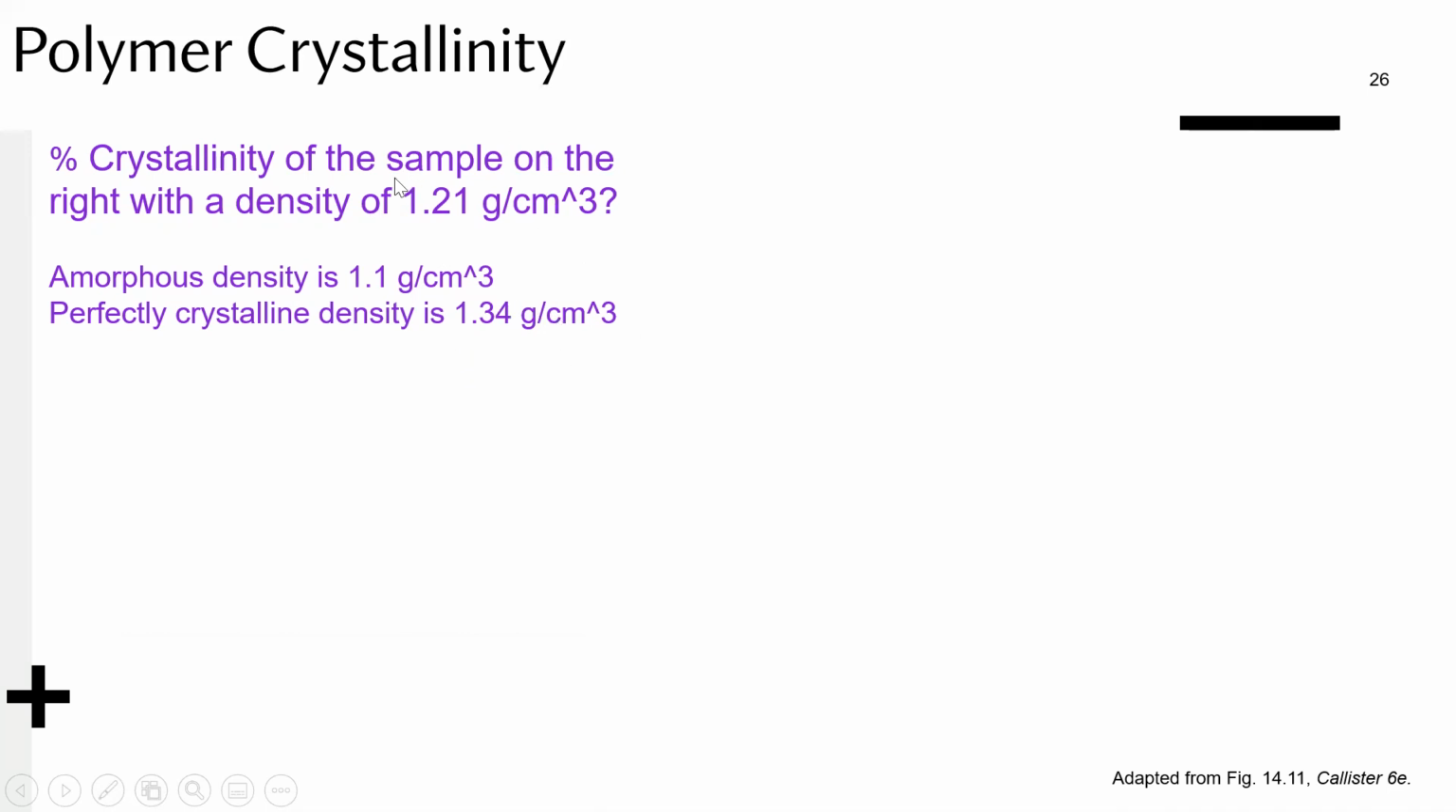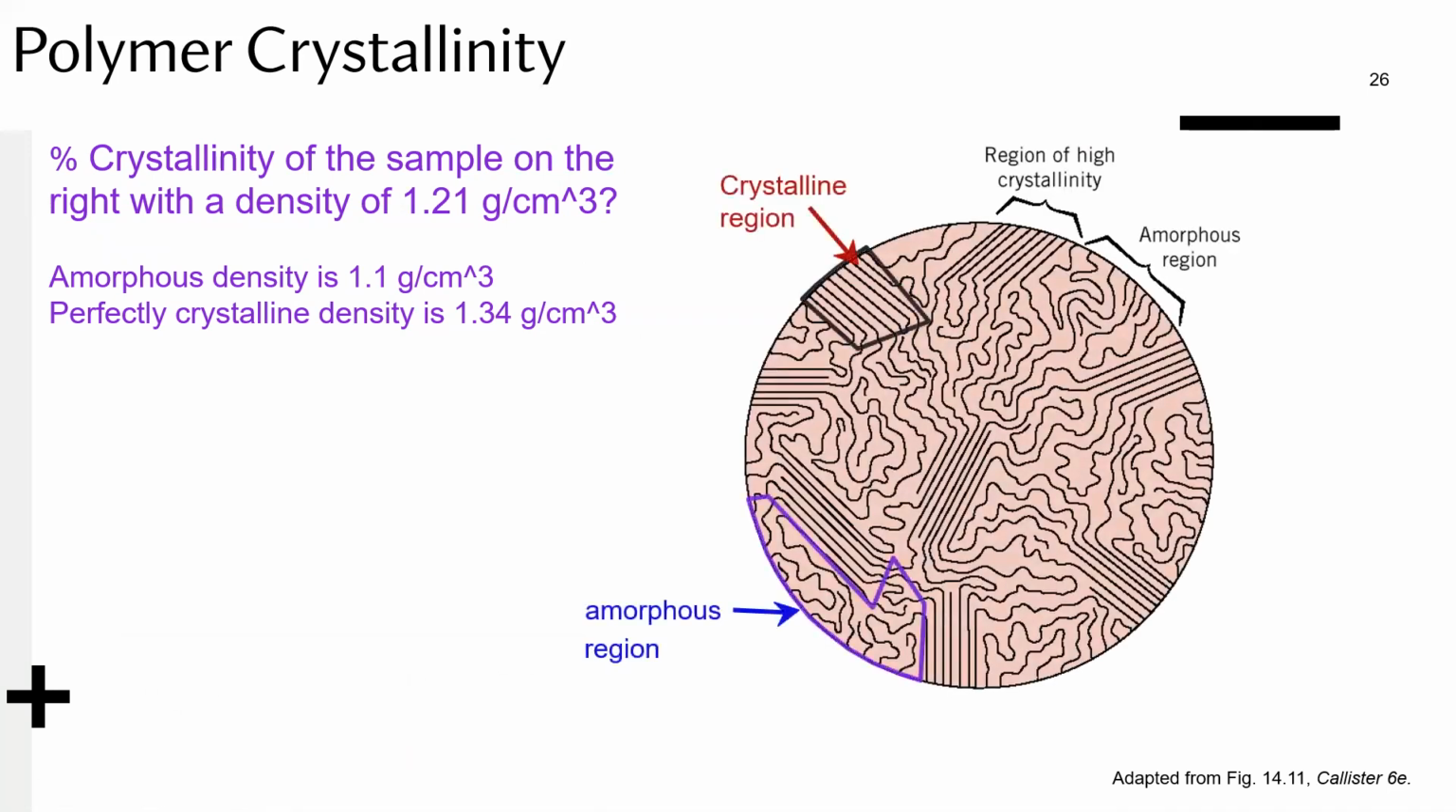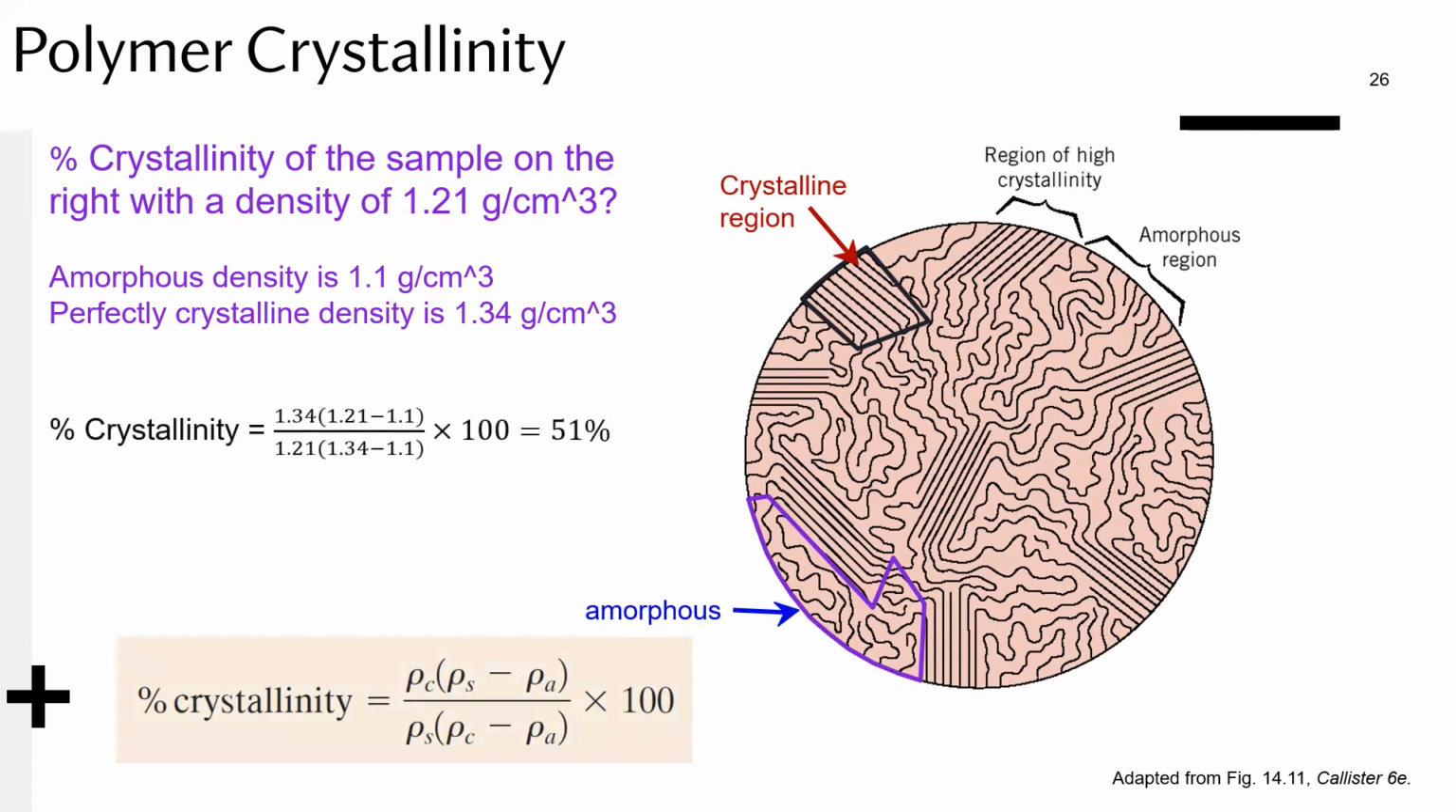So now that you've got your sample density here, you can plug it into this formula. And what you get is the density of the fully crystalline times the density of your sample minus the density of the amorphous, divided by the density of your sample times the density of fully crystalline minus the density of amorphous. Multiply that by 100 and you'll get approximately 51%.